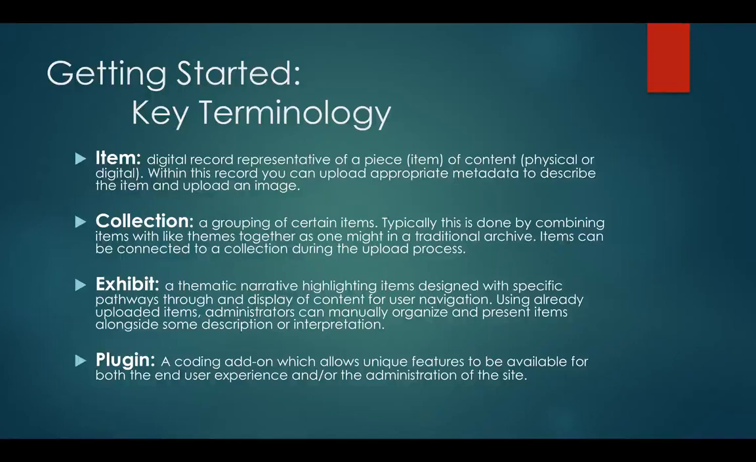To get started, some of the comments highlighted that they wanted an explanation of the key terminology, so we created this page. An item is the digital surrogate of the archival material that you want to showcase. A collection is a grouping of these items. An exhibit is a thematic narrative that creates more context of items and their relationships with each other. And the plugins, which we will get into later, are coding add-ons which allow unique features to be available for both the end user experience and the administration of the site.